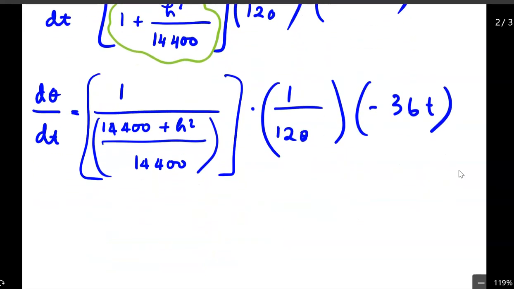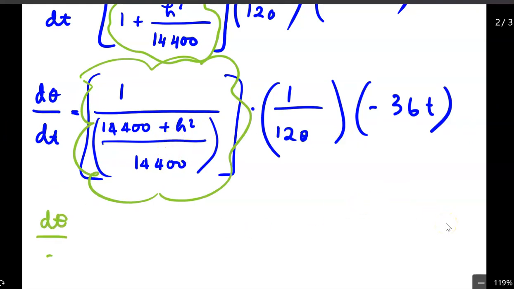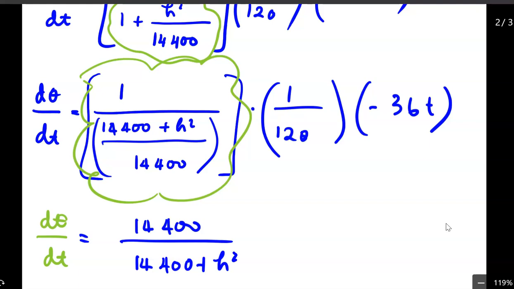So as you see, this whole thing is 1 divided by this entire denominator. So what I would do is I will write it as 14,400 divided by 14,400 plus h squared, times 1 over 120, multiplied by negative 36t.